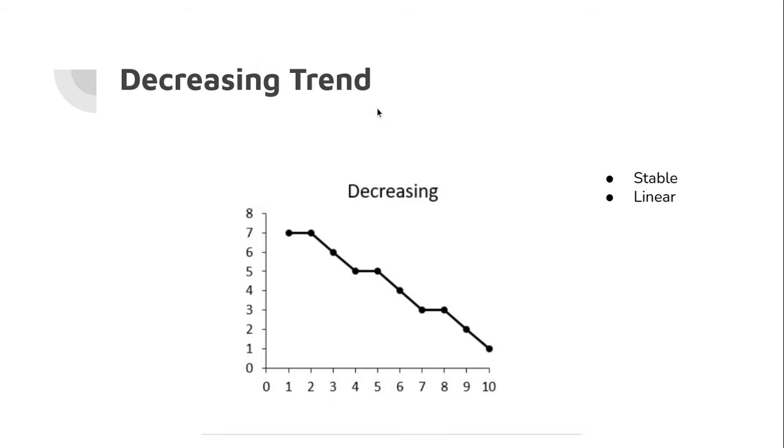We also have a decreasing trend, which is very similar, just in the opposite direction. So instead, the data points would be decreasing. Again, a graph like this is considered to be stable and linear with minimal bounce. With both of these, it would depend on the behavior you're targeting. With a decreasing trend, if you had a behavioral excess and you saw a trend like this, that would mean that your intervention or treatment was working because it is getting that behavior to decrease.